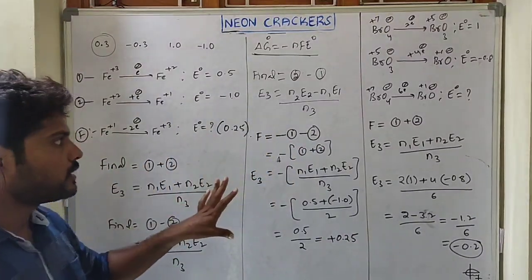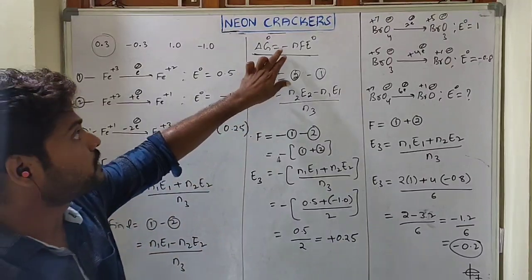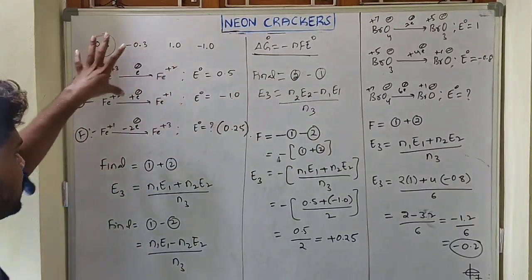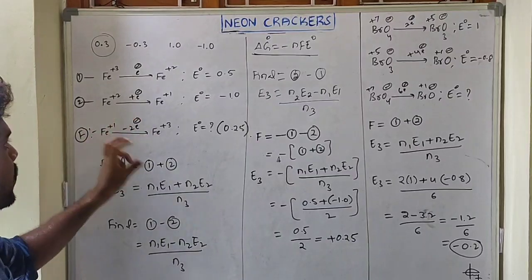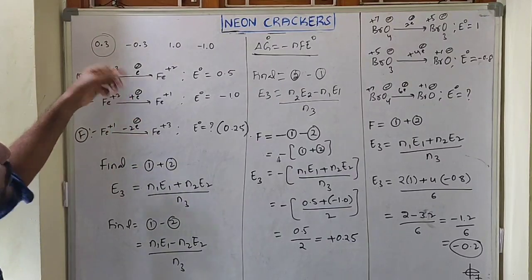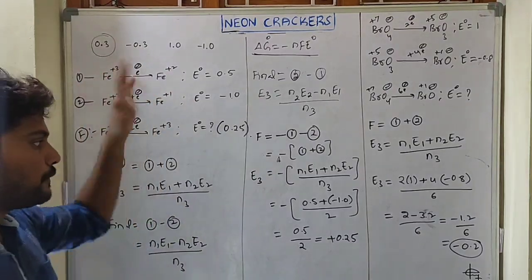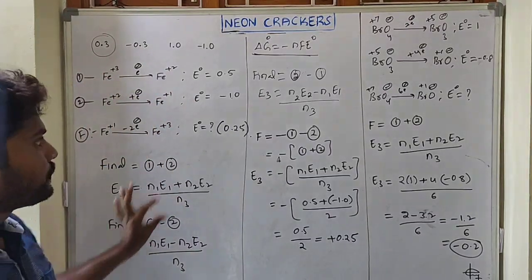It's a simple trick, or else we have to follow the lengthy process, which takes nearly 3 to 4 minutes. Just based on the final desired equation, decide how to combine the two equations, either 1 plus 2, 2 plus 1, 1 minus 2, or 2 minus 1. After that, follow this trick.